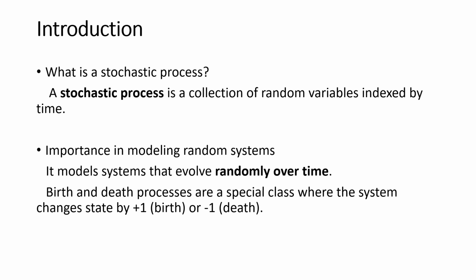Introduction. What is a stochastic process? A stochastic process is a collection of random variables indexed by time. Importance in modeling random systems: it models systems that evolve randomly over time. Birth and death processes are a special case where the system changes state by +1, which is birth, or -1, which is death.